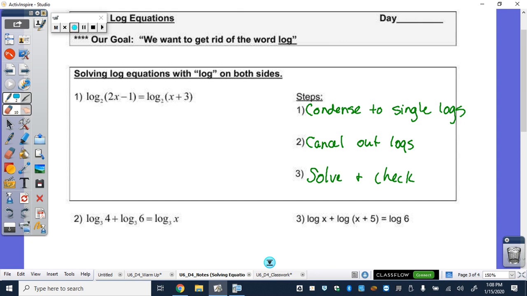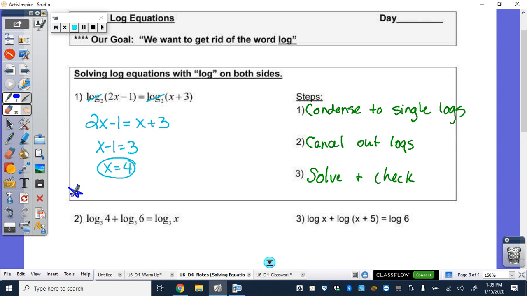So looking at our first example there, I have log base 2 of 2x minus 1 equals log base 2 of x plus 3. I have one log on each side of my equal sign, so I can just cross them out. So now I have the equation 2x minus 1 equals x plus 3, and we just solved that one. So I subtract my x over, add my 1, and we get x equals 4. So if you have a log on both sides, they cancel each other out.